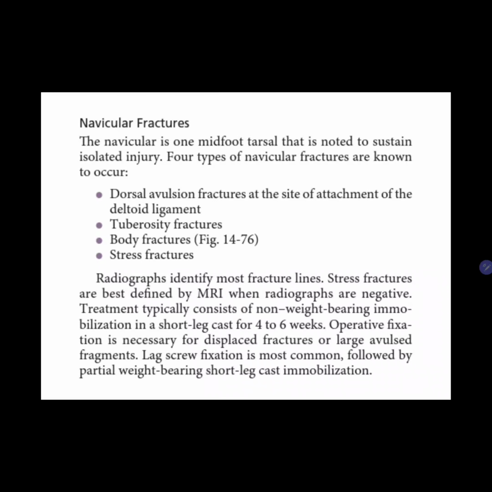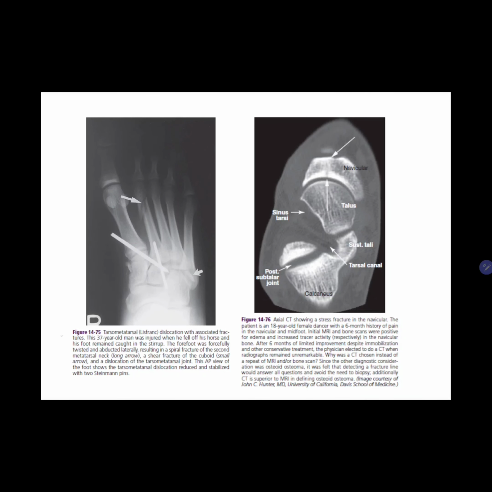The mechanism of injury of a fracture dislocation is usually a high-energy trauma. Surgical reduction is often necessary to restore alignment and function. For the navicular fractures, I'll leave the reading up to you. Alright. And so this is an example of a CT showing a stress fracture in the navicular.